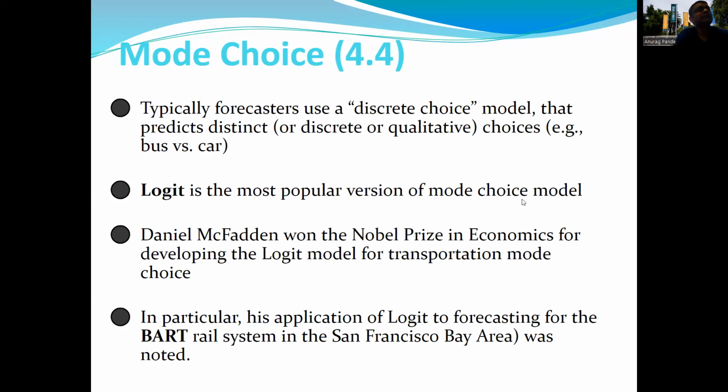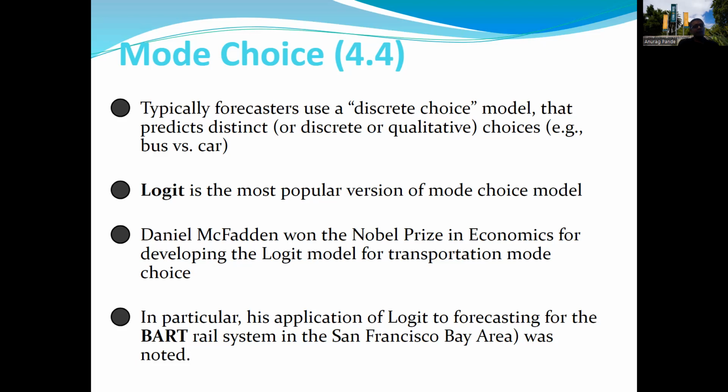So typically, forecasters use a discrete choice model where you are given distinct choices like bus versus car versus train, for example. And then for all three modes, you estimate the likelihood of using that particular mode. Logit is a popular version of the mode choice model.